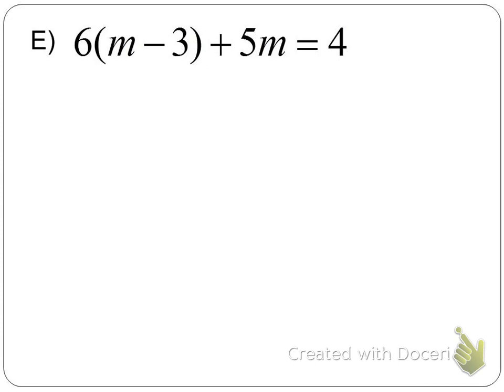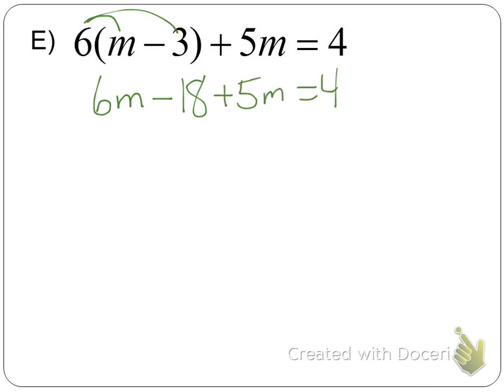All right, so the first thing you want to take care of here is the parentheses. To get rid of these parentheses, I need to distribute the 6. So I'm going to have 6m minus 18 plus 5m equals 4. Everybody's still with me. Good.